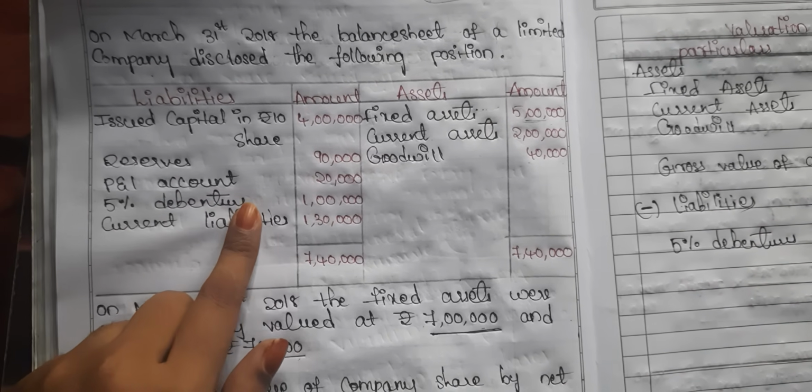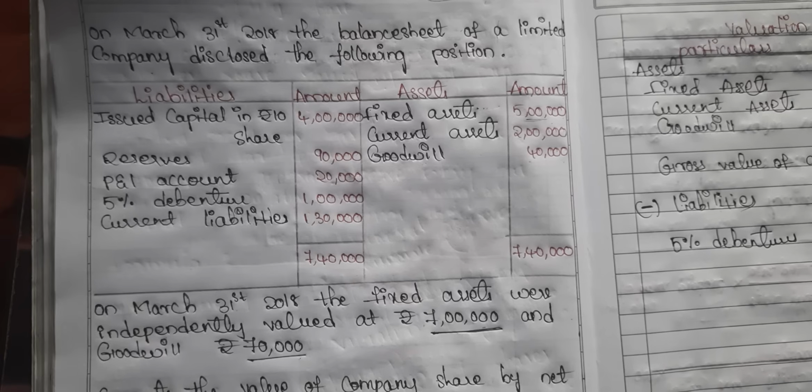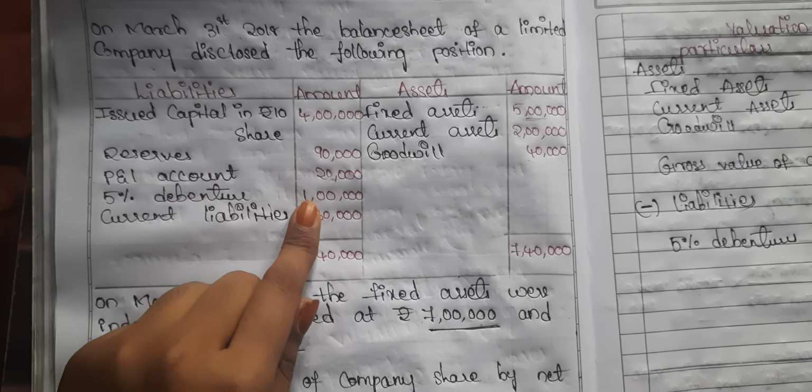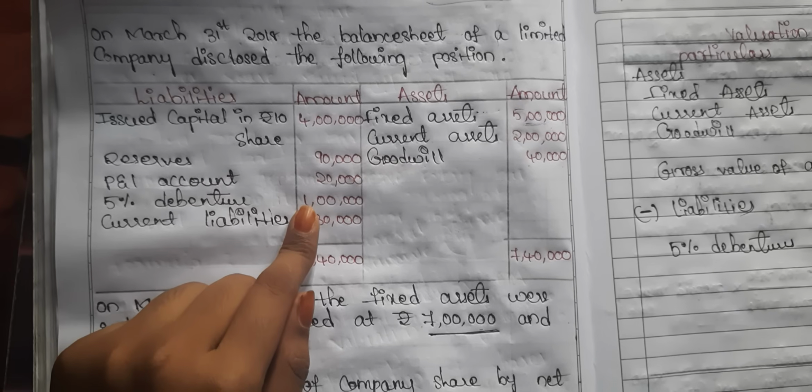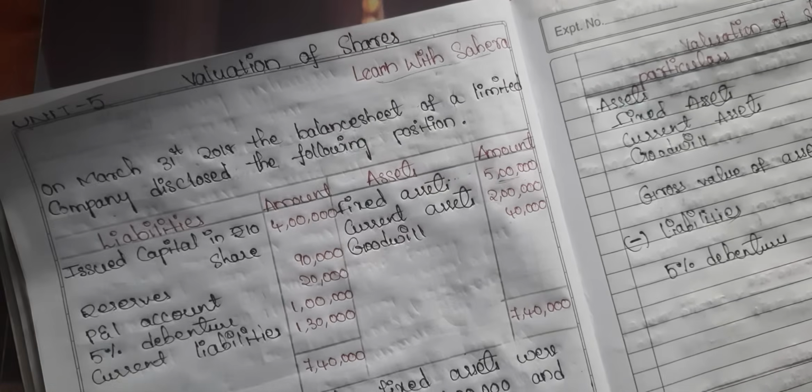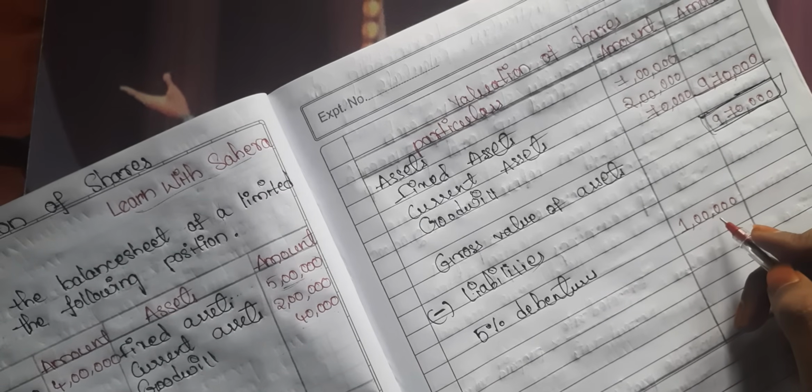Okay, how much is the amount, ma? 5% debentures. You see here, it is 1 lakh. So you need to take 1 lakh as it is. Okay, I'm taking it here. 1 lakh, I already took.